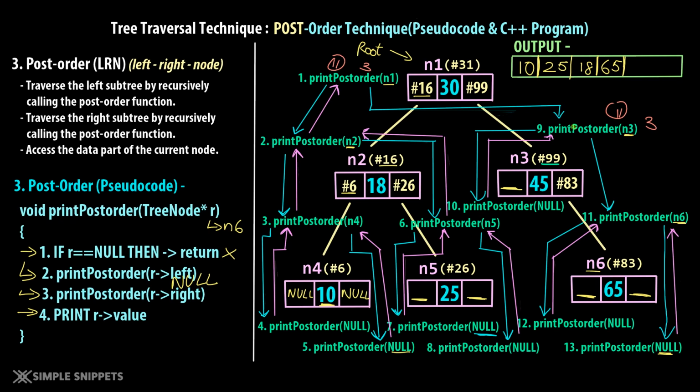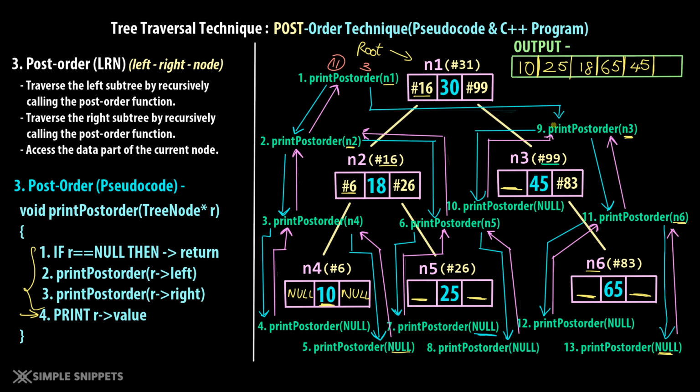Who called 11th print post order? The 9th print post order had called 11th print post order, so it will go back. Once 11th print post order returns back to 9th print post order, the 9th print post order can resume its operation from step 4 because it got paused at step 3. Step 4 for 9th print post order is nothing but again the printing. We say print r of value. R in the case of 9th print post order is nothing but n3. So n3's value is 45, so 45 gets printed. And after step 4 is done, of course all the steps for the 9th print post order are also done, so even that function will return to its calling function.